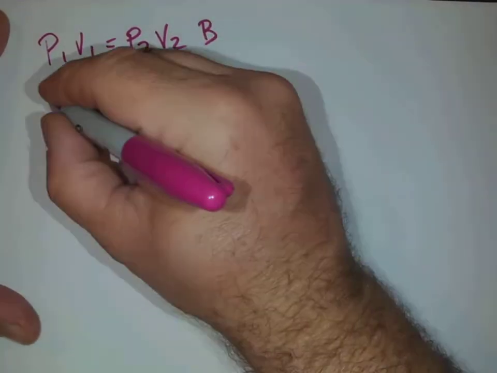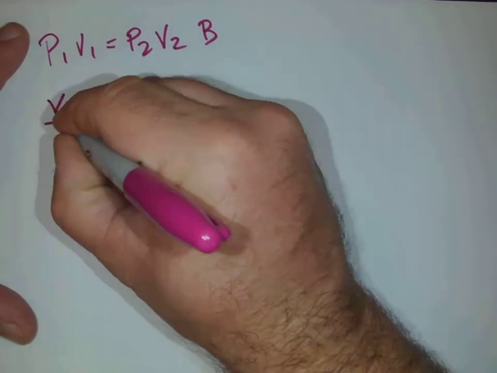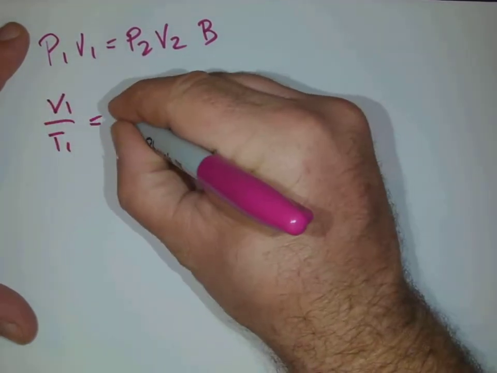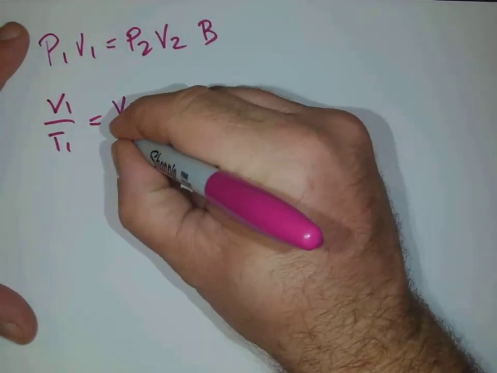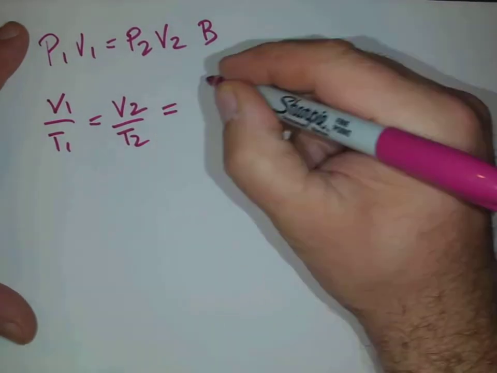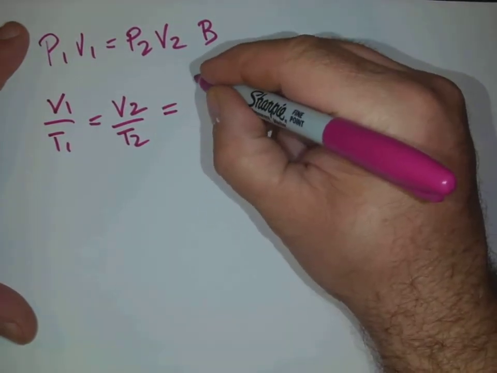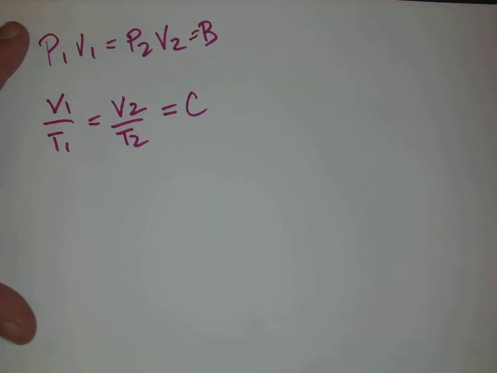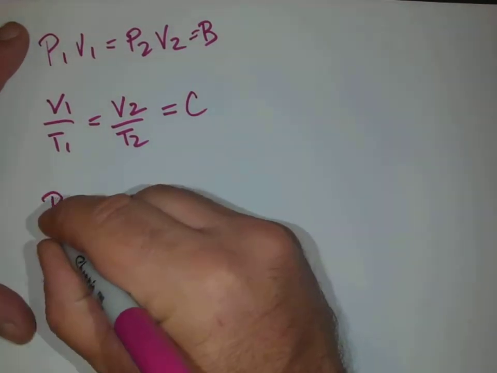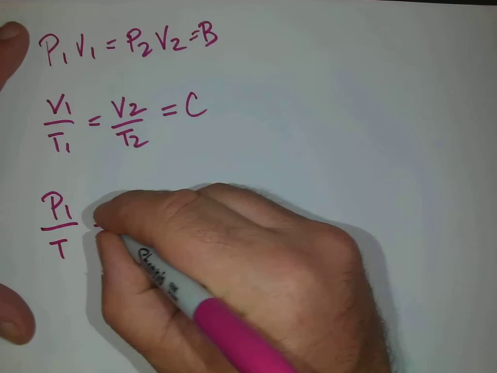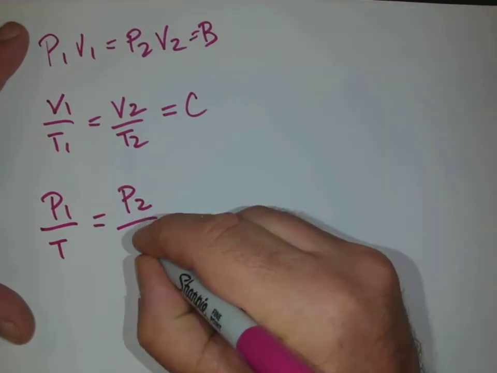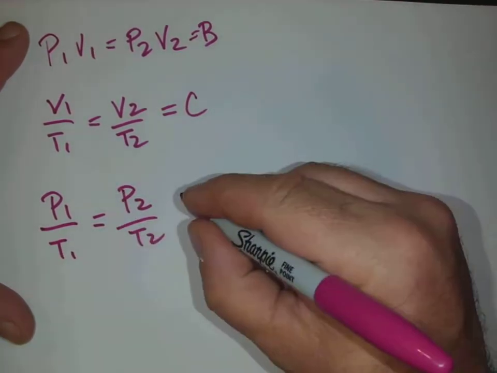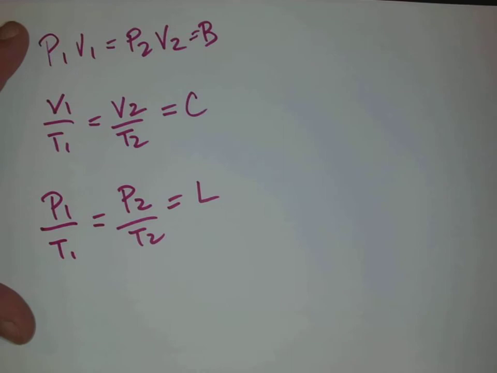Then we had V1 over T1 equals V2 over T2, and that would be Charles's law. All right, and then we had P1 over T1 equals P2 over T2. We've got the 1, and that would be Lussac's law.